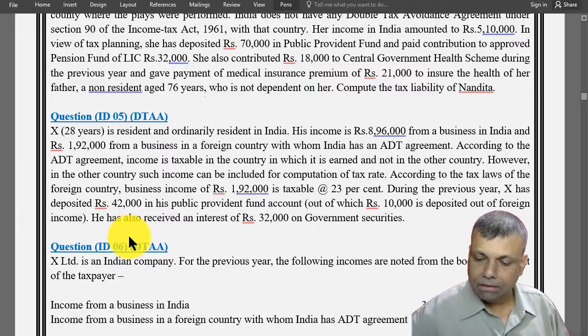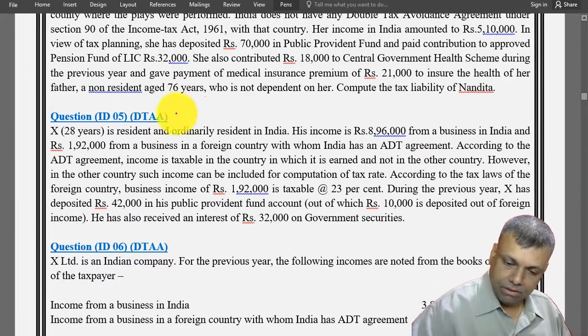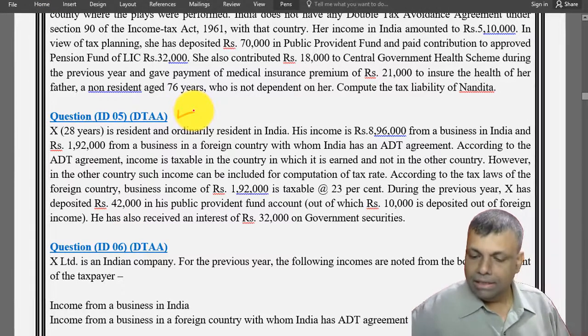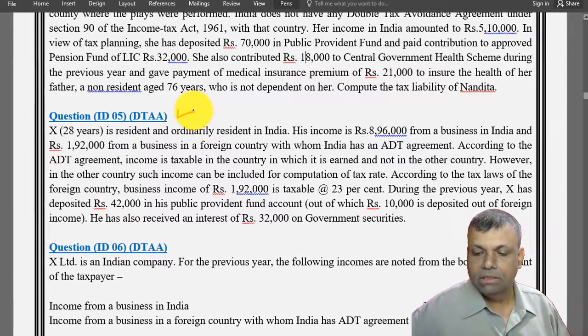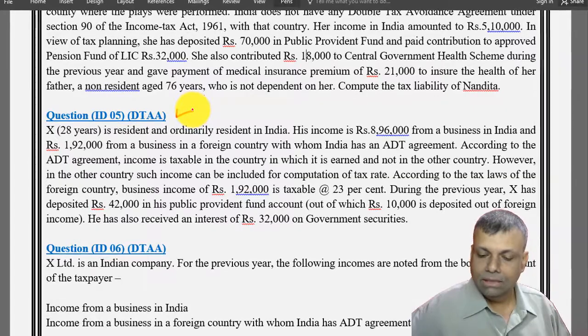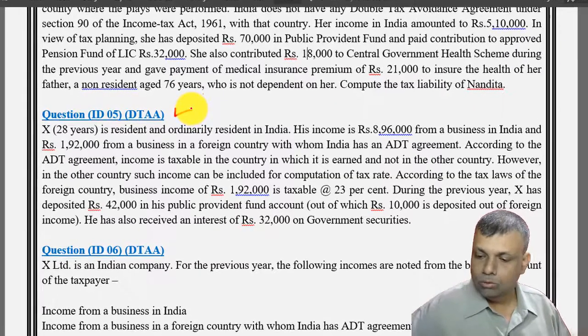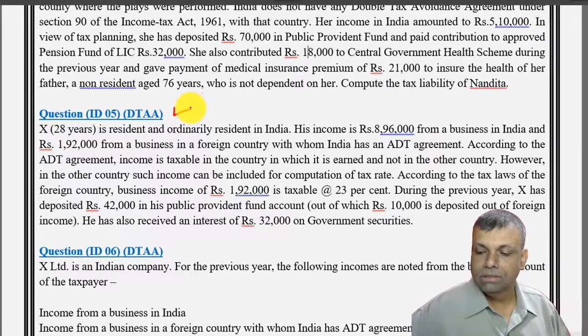Now friends, let us come to this particular question ID number 5. Let me read the question. X, 28 years, is a resident and ordinarily resident in India. His income is 8,96,000 from business in India and rupees 1,92,000 from a business in a foreign country, with whom India has an avoidance of double taxation agreement.